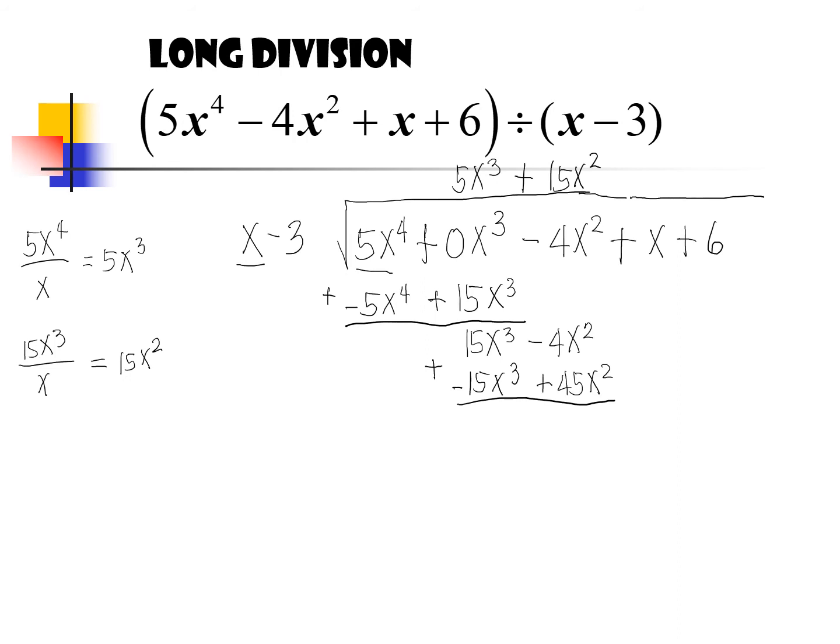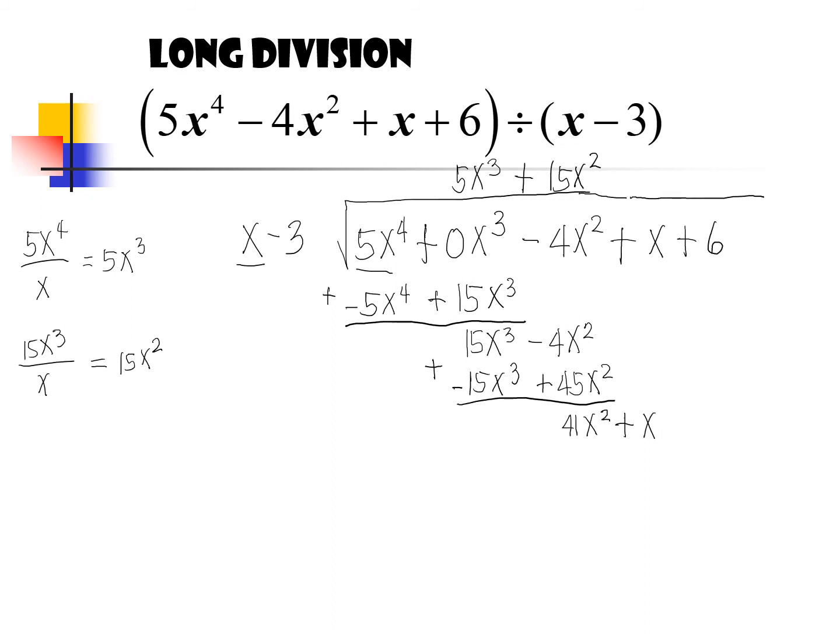Okay, and then we proceed to addition. 15x cubed plus negative 15x cubed, 0. No need to write it here. Negative 4x squared plus positive 45x squared. So that's basically 41x squared. So you try to see which one has a greater value. That's 45. What's the sign of your 45? Positive. So the sign of your answer is also positive. Then you bring down the next term, and that is x.